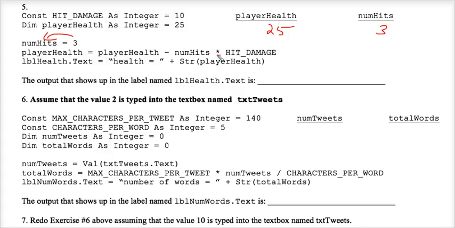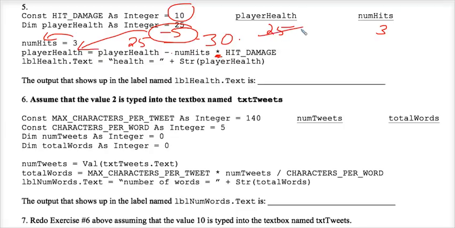That 3 plugs into num hits, meaning that starts at 3. Well, we have to do this multiplication here first before the subtraction. Num hits is 3. Hit damage, according to this, is 10. 3 times 10 is 30. And now we take player health minus that 30. So player health, according to this question, is 25. And 25 minus 30, even if it does not make sense to you, the final answer comes out to be -5 here on the right-hand side. And it plugs into player health. This gets crossed out, and it is what it is.